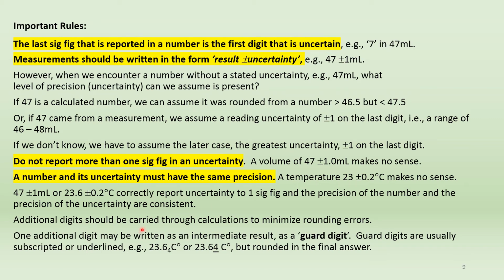Additional digits should be carried through calculations to minimize rounding errors. And one additional digit may be written as an intermediate result. We call this a guard digit. Guard digits are usually subscripted or underlined. For example, the 4 in 23.64 is subscripted or underlined, indicating that it's an additional degree of uncertainty, an estimate that we're just carrying for the purpose of minimizing rounding errors, but that guard digit will be rounded out in the final answer.